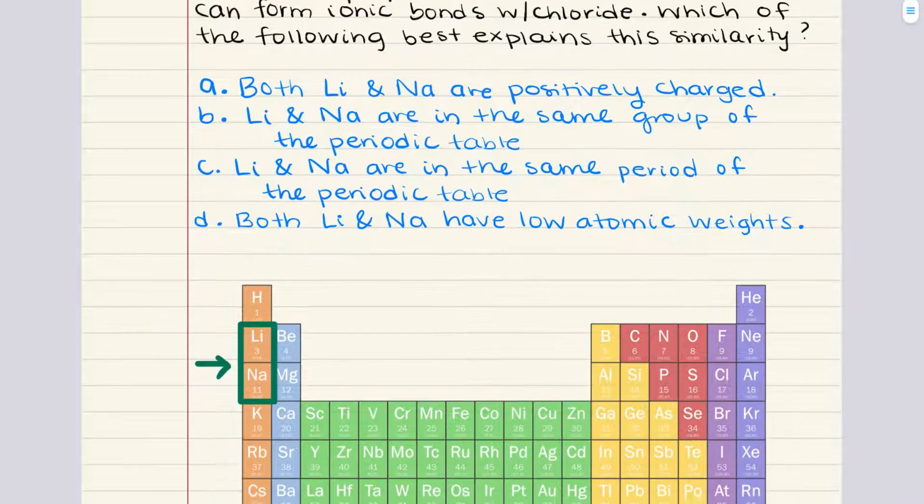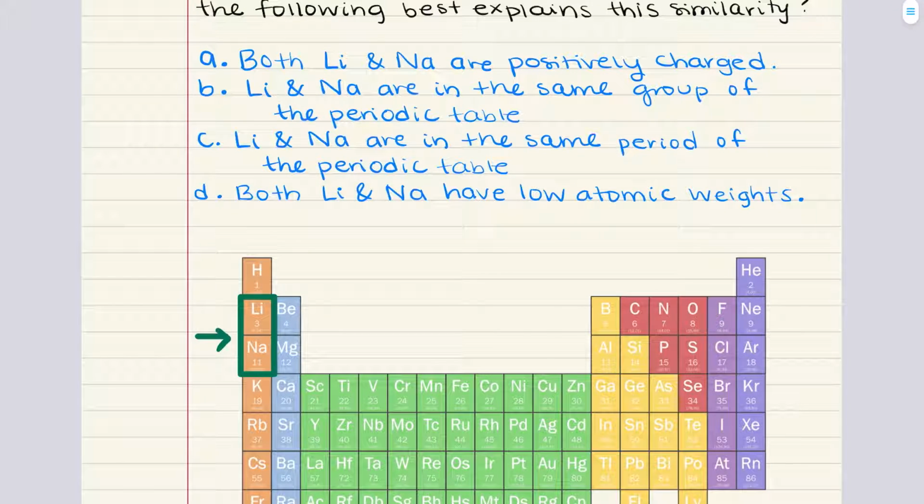Now, lithium and sodium are both elements that are found right here on the periodic table. Now, we know from our discussion that the periodic table is organized in such a way that elements with similar properties are grouped together. And one key aspect to consider is the concept of groups and periods.